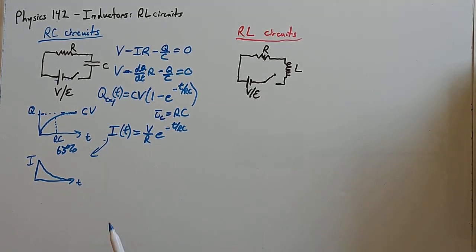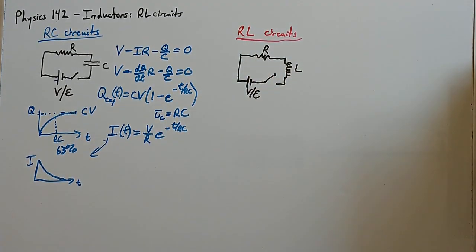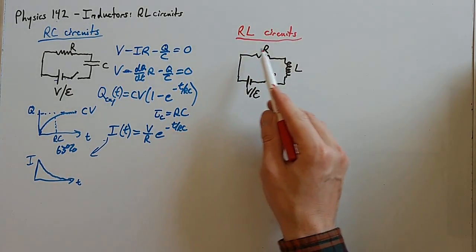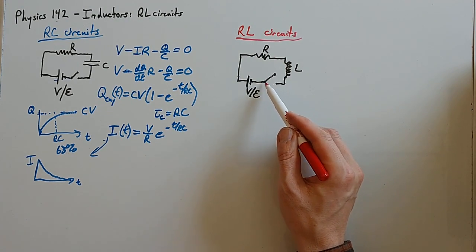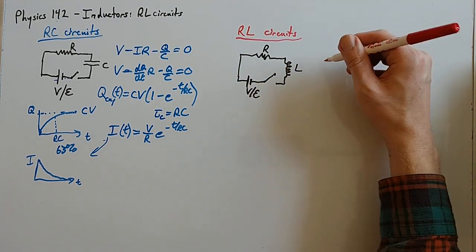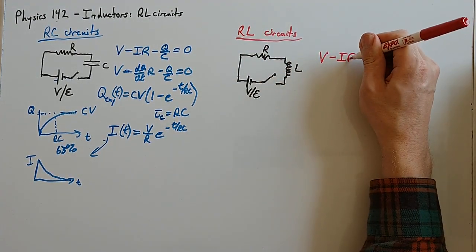But what we're interested in now is what about circuits that have inductors in them? How are those the same or different? How can we treat those? Well, let's perform a similar analysis here. Let's go ahead and apply Kirchhoff's loop rule. We start at some potential, and then we go around. So you gain a potential V, and then we lose I times R.